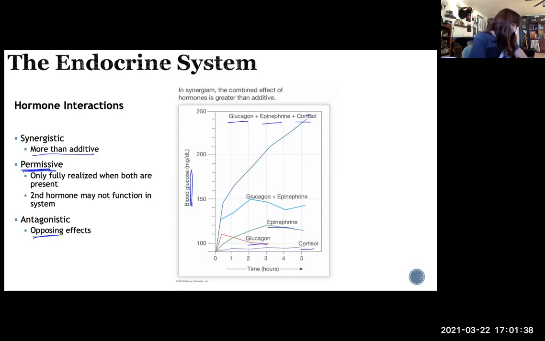Okay, so you need to know the difference between synergistic hormone reactions, permissive hormone reactions, just generally, versus antagonistic hormone reactions. Synergistic, they work together, their effect is greater than the sum of their parts, which means that they are more than additive. Permissive means that they either ignore each other or one might cause the other one to not work. And antagonistic means that one is literally canceling out what the other one is doing. Okay, so they have opposing, opposite effects.